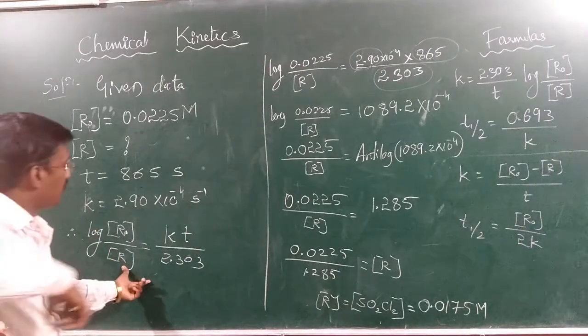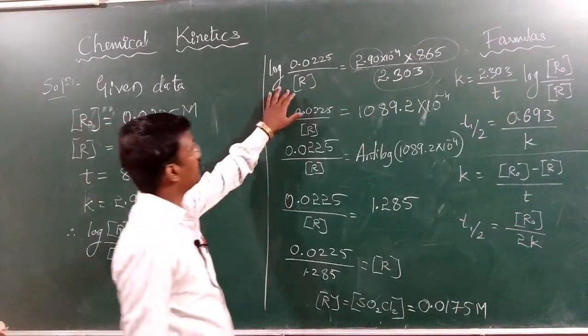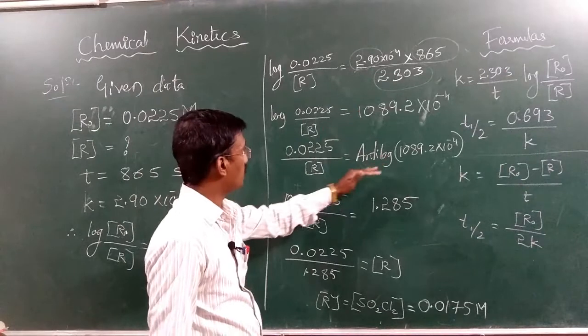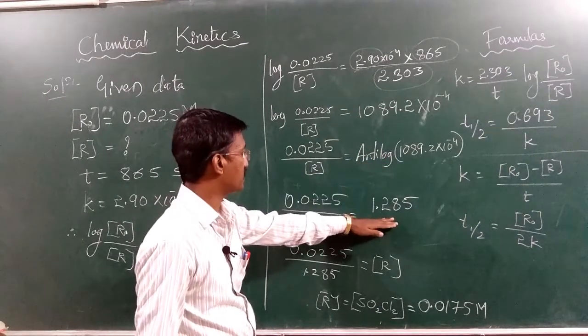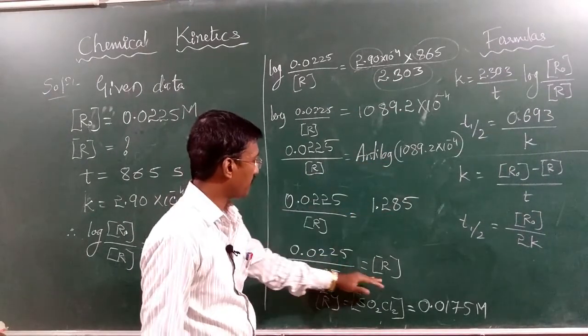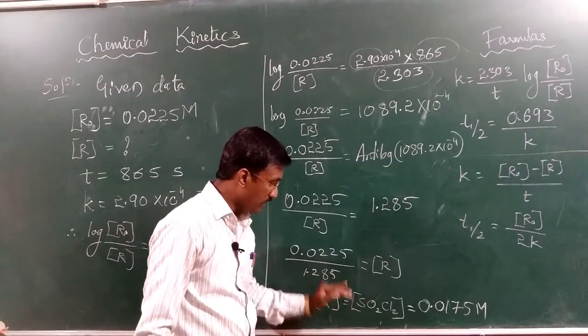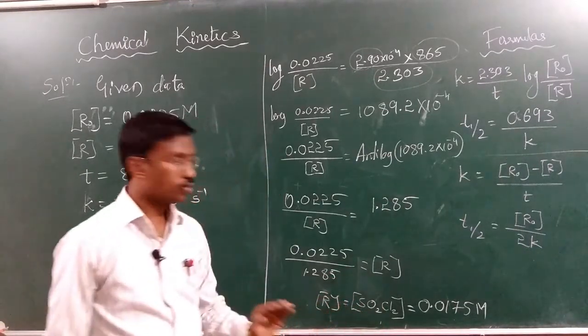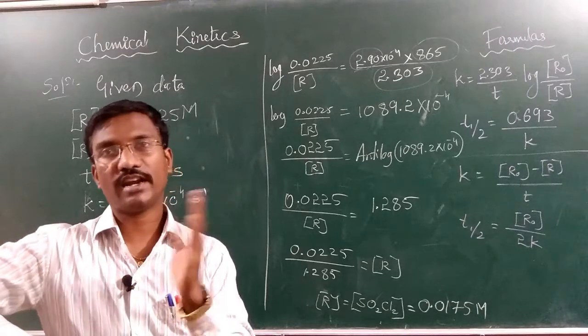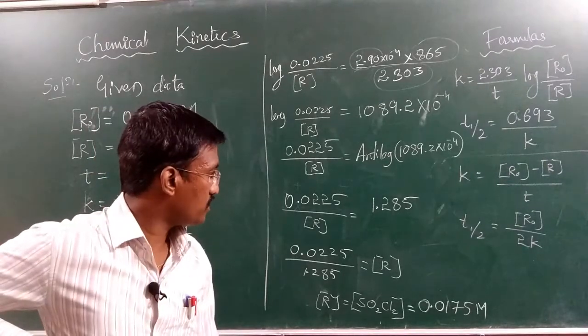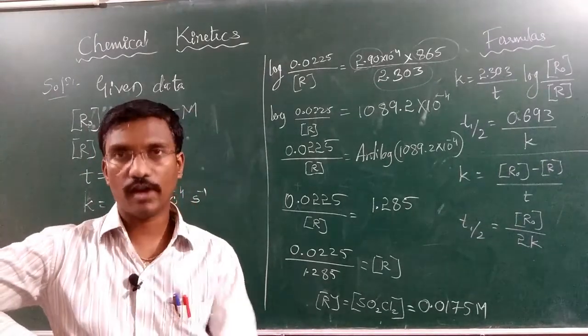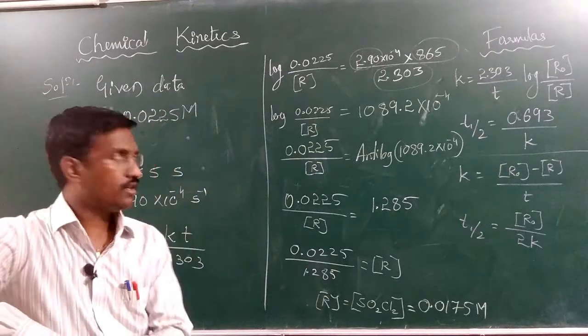Given data, rearrange the formula by substituting, and we are sending log to the anti-log. By doing anti-log, we are getting some value, and by rearrangement, we are getting the R value. This R value itself is the concentration of SO2Cl2, means concentration at some time. The value is 0.0175 molar. So this is the third one.